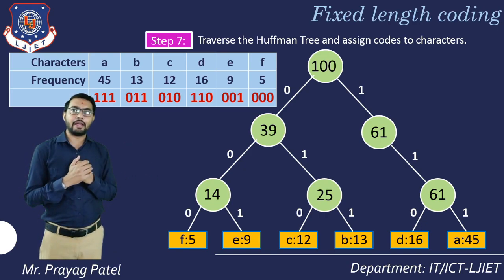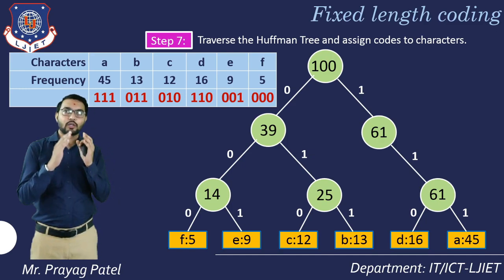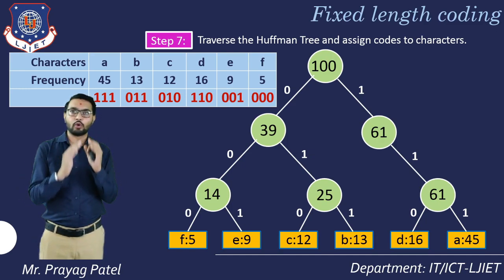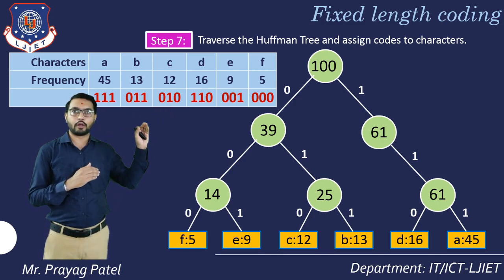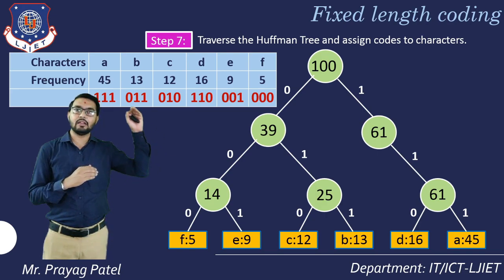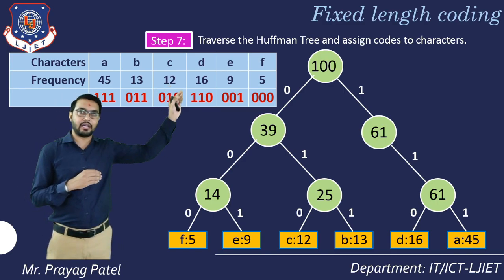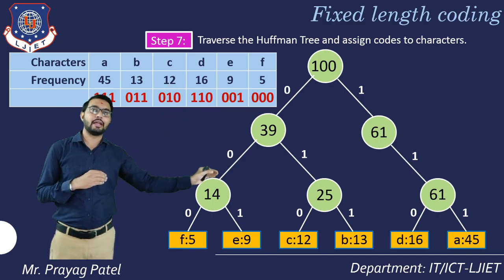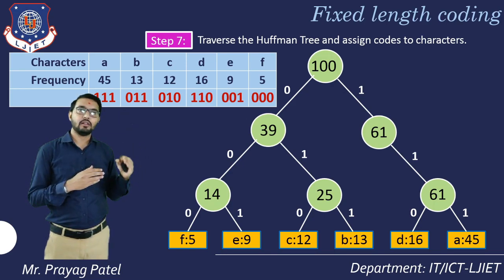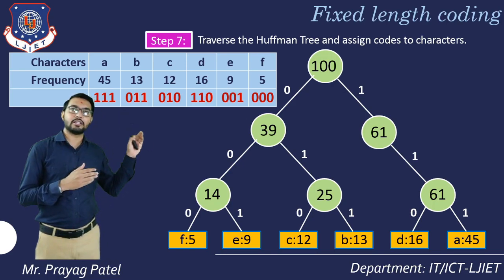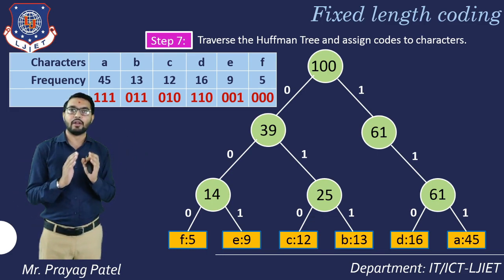Now if you want to find the code for character A, how can we find it? Consider the root node as the initial node. From the root node, start moving toward your character A. Here, from 100 you move to A45: first 1, then 1, then 1. So the Huffman code for character A is 111.